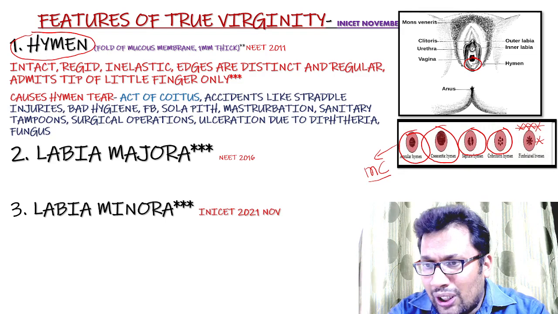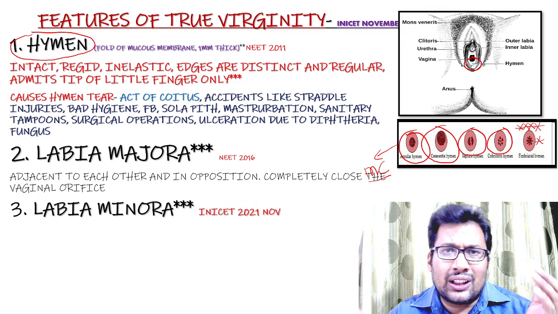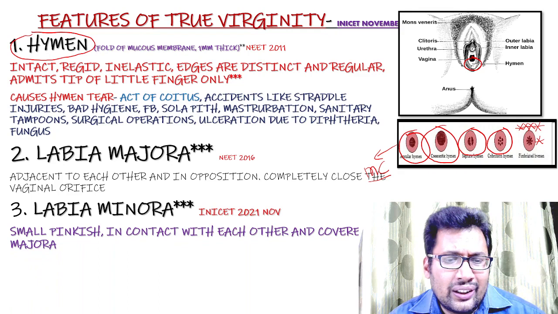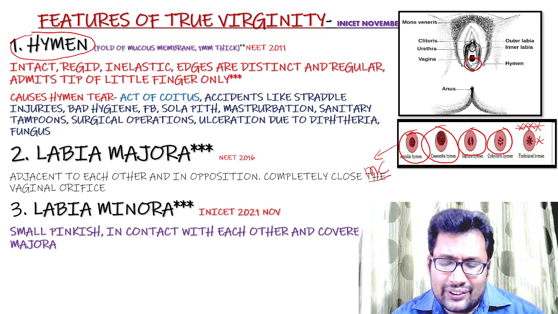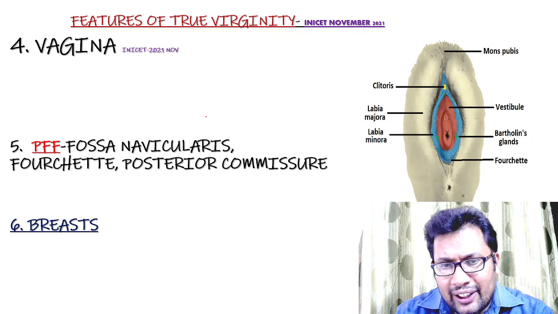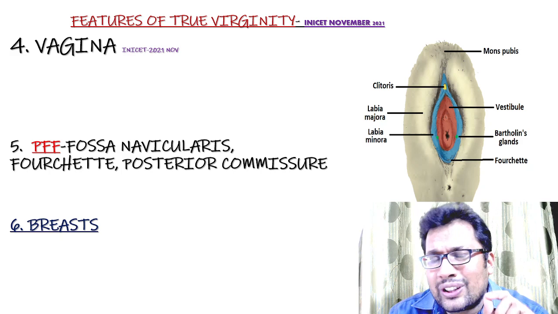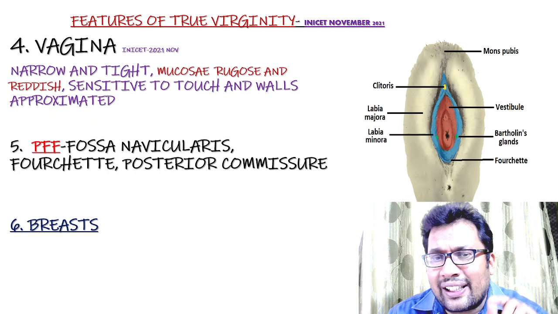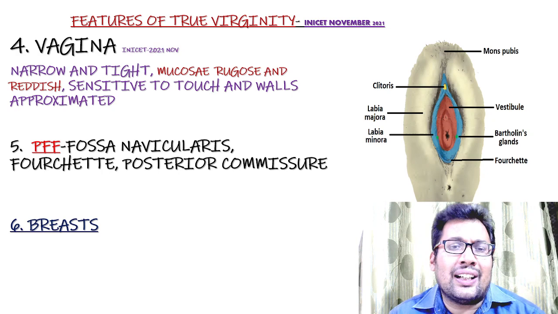Next, labia majora and labia minora. The labia majora are adjacent to each other and in opposition, completely closing the vaginal orifice. The labia minora are small and pinkish, in contact with each other, covered by the labia majora. So there are three important findings. The fourth important finding is about the vagina. The vaginal mucosa shows rugosity in true virginity. The vagina is narrow and tight, the mucosa is rugose and reddish, sensitive to touch, and the walls are approximated.